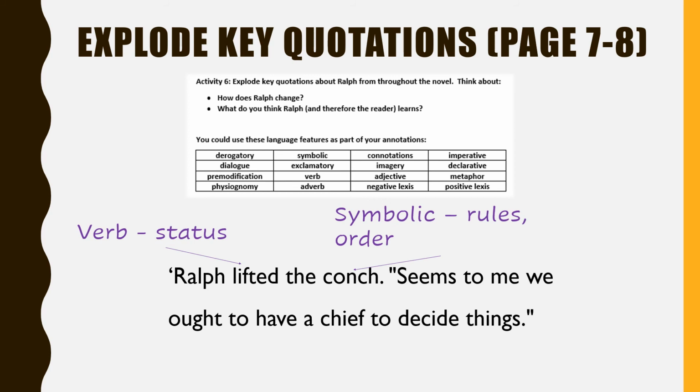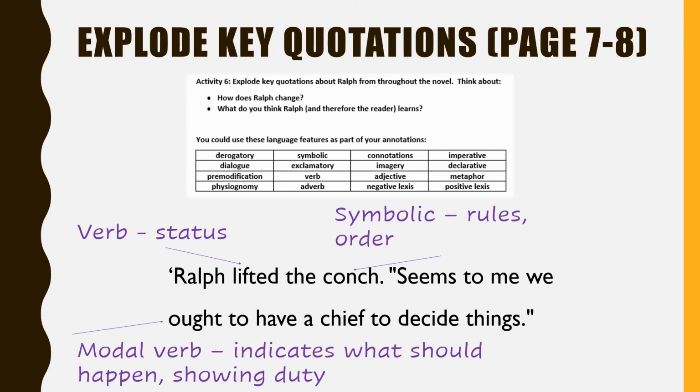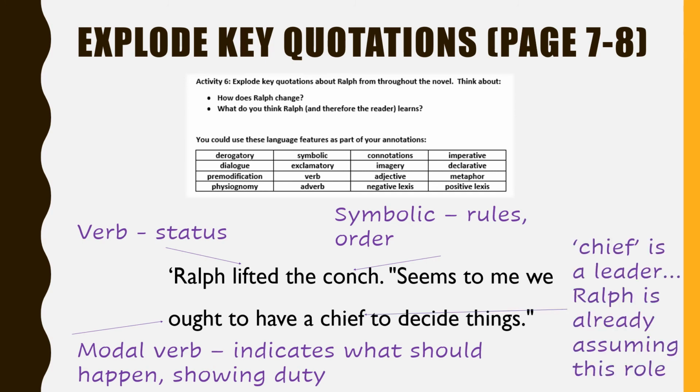Ralph says as he lifts the conch, "Seems to me we ought to have a chief to decide things." Ought. It's a verb, and it is what we would call a modal verb, because he's saying that should happen. Should be a chief. That's what ought means. So by doing that, he's showing a sense of duty. There should be a chief, and that word chief means leader. Ralph's already assuming that role, because he's the one who's got the conch, he's lifting it up, and he's saying what should happen. He's already assuming this role of leader.